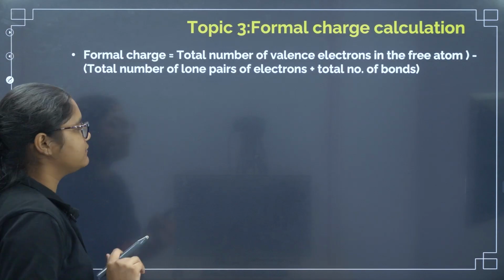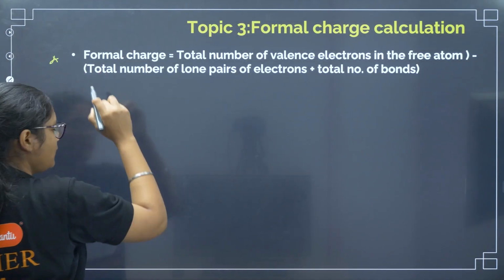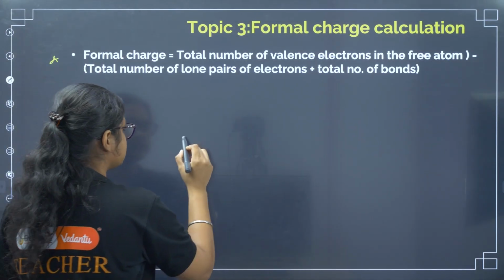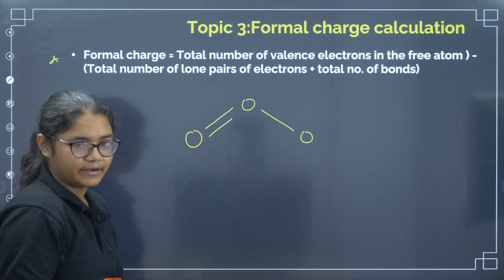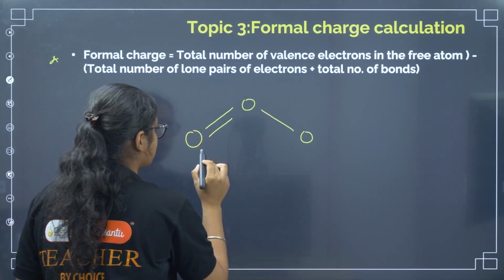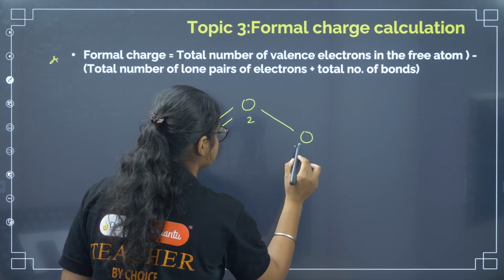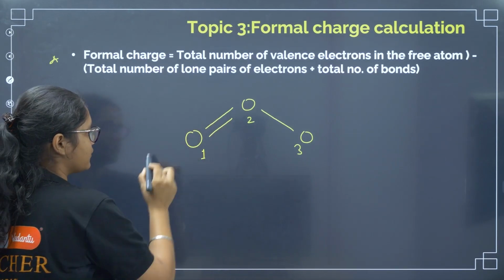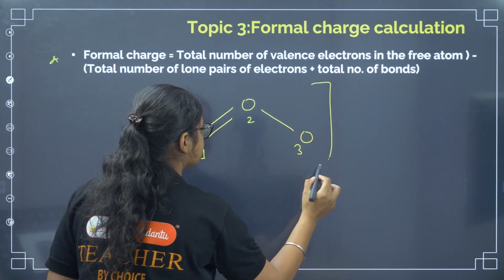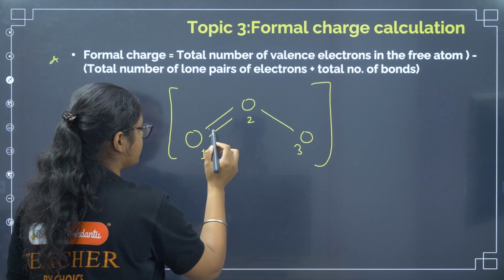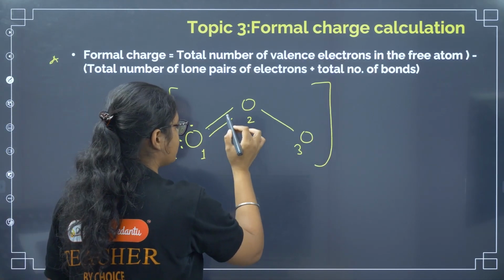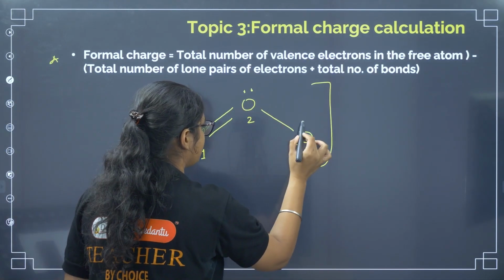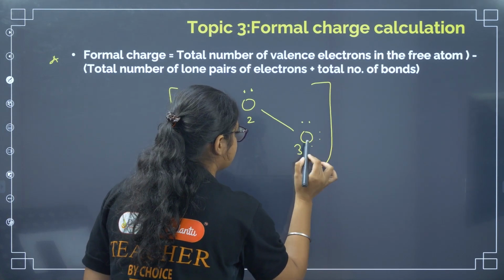Formal charge calculation, very, very important. We'll do one example on this one. For example, the ozone structure, if you know, the resonating structure of ozone is this one, right? So your task is to calculate the formal charge on all the oxygens, O1, O2 and O3, okay? So we'll draw it. So here you can see 1, 2, 3, 4, 5, 6, 7, 8. 8 electrons are satisfied. 1, 2, 3, 4, 5, 6, 7, 8. And here 1, 2, 3, 4, 5, 6, 7, 8.